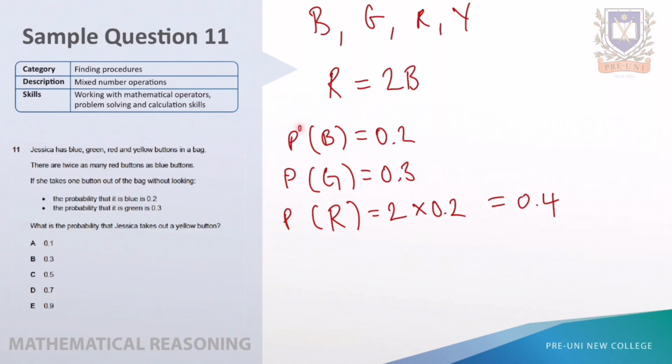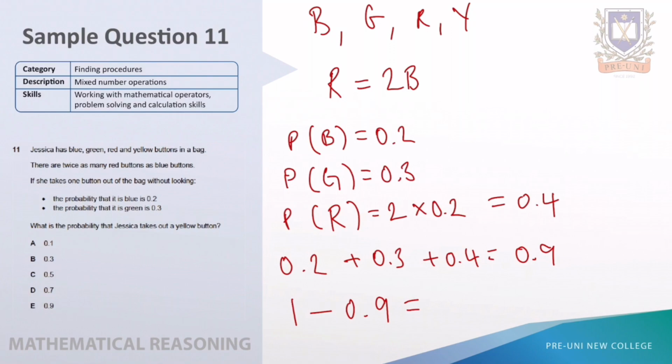So now we have the probabilities of these three colors, and the question asks, what is the probability that Jessica takes out a yellow button? To do this, we would need to firstly add up all the probabilities that we know of the other three colors. So we have 0.2 plus 0.3 plus 0.4, which is equal to 0.9. And then what we do is we subtract it from 1 to get the probability of yellow, which is 0.1.